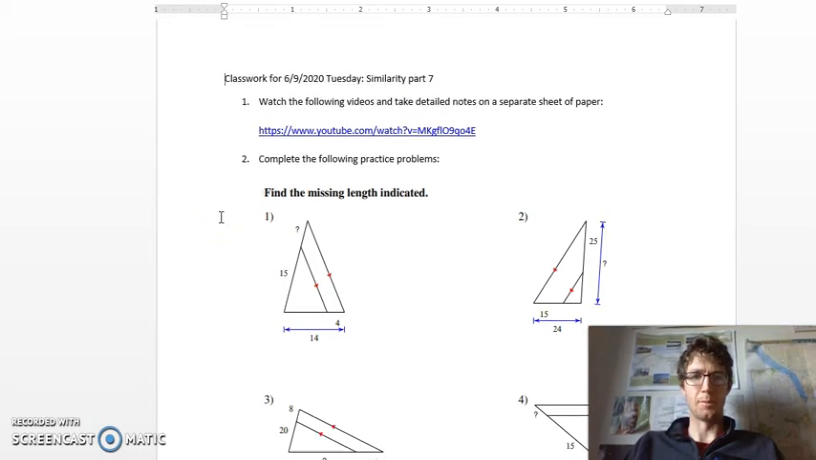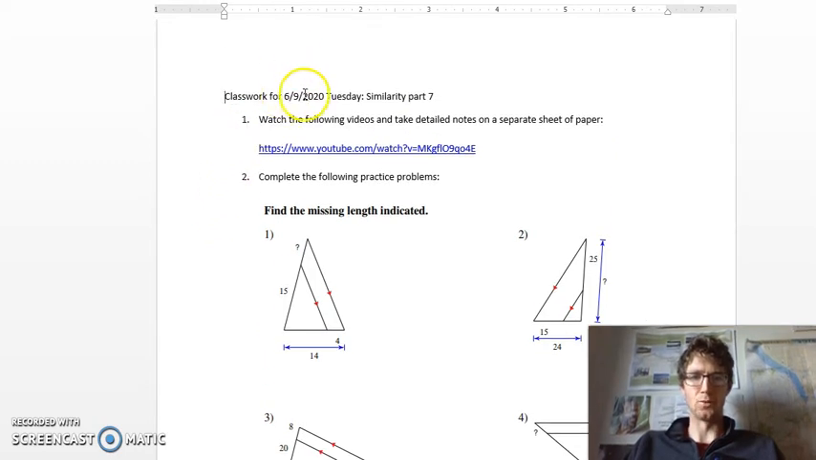Hi everyone, I'm going to be going over the classwork for June 9th. This is our last similarity lesson.